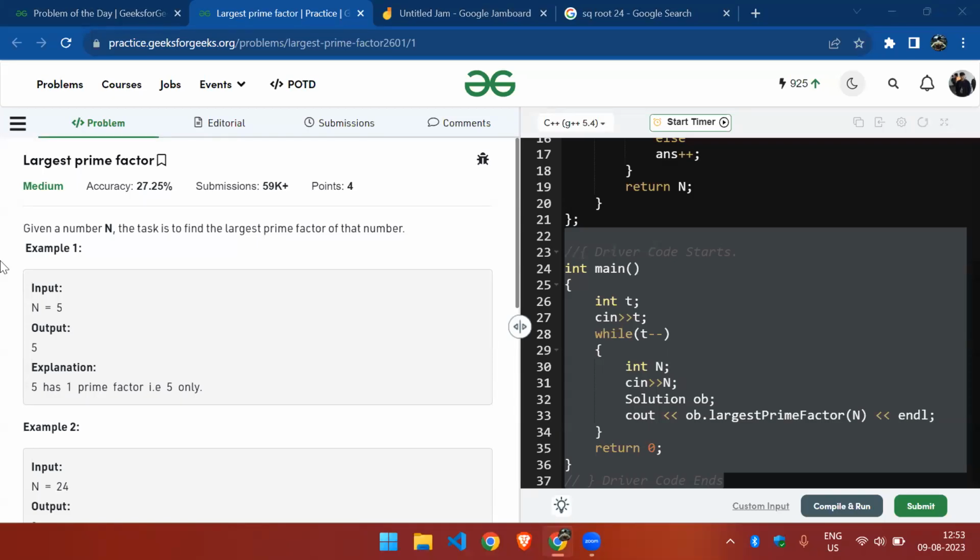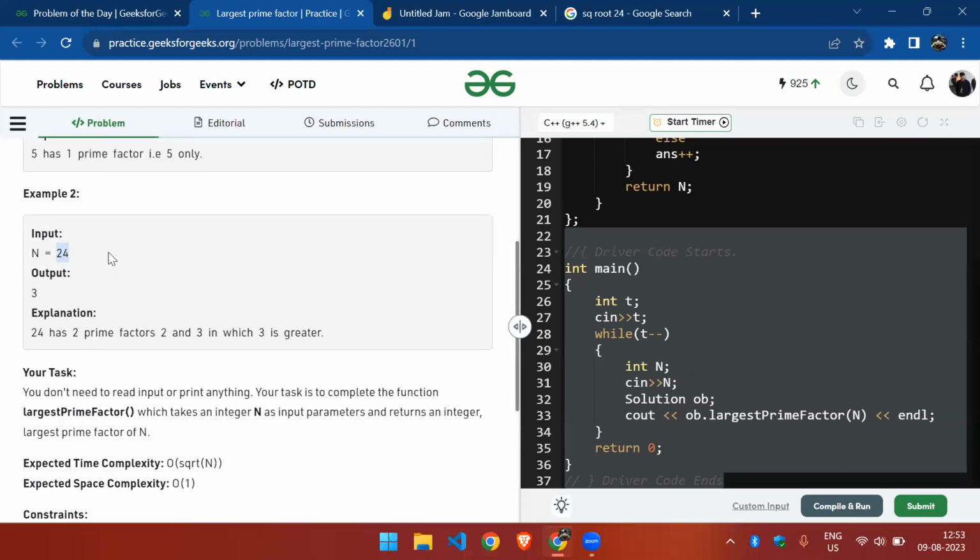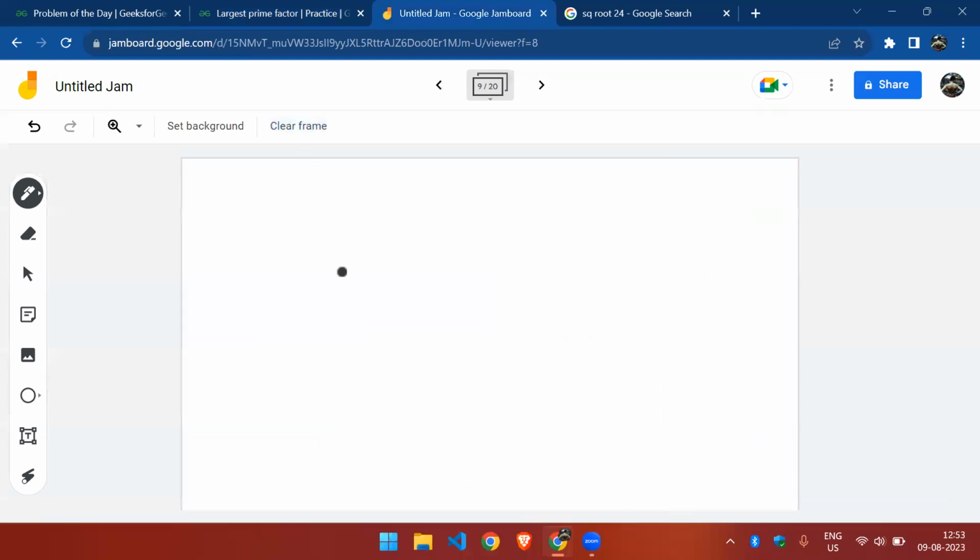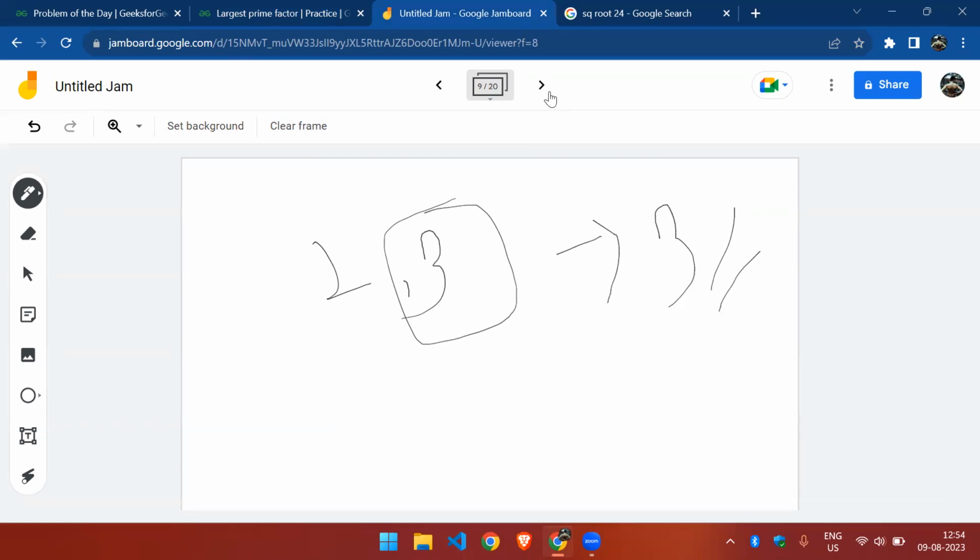Hello everyone. So let's start solving today's problem, largest prime number factor. In this problem, we have to find out the largest prime factor of a given number. For example, if the given number is 24, the prime factors of 24 are 2 and 3, and the rest of the factors are composite. So the maximum of these two prime factors is 3, and we simply return this 3 as our answer.